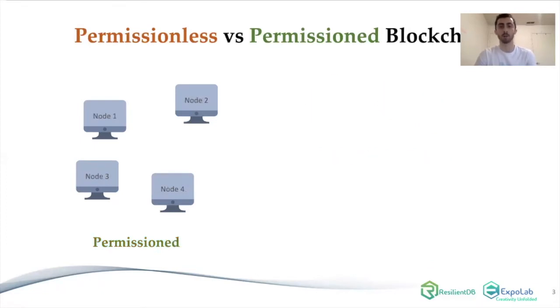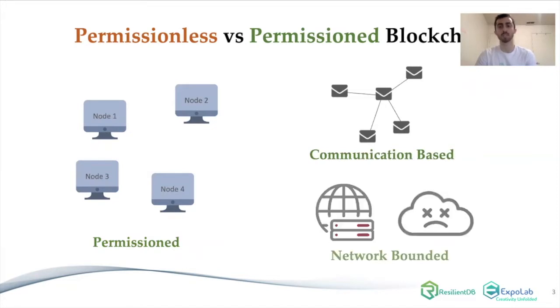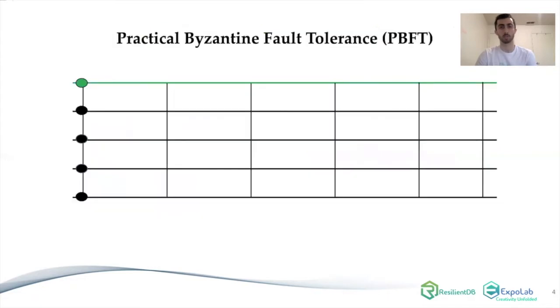In contrast to public or permissionless blockchain, in permissioned, everybody knows the identity of the other participants, and everything is communication based, and everything is being done through message passing, and consequently they are network bound.